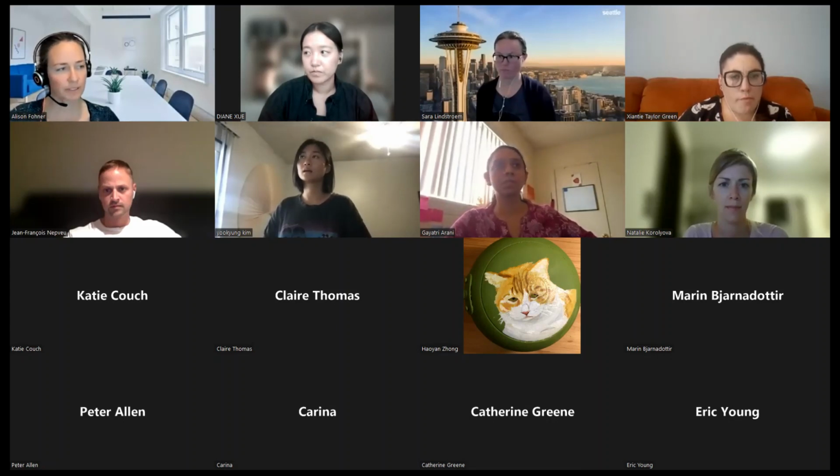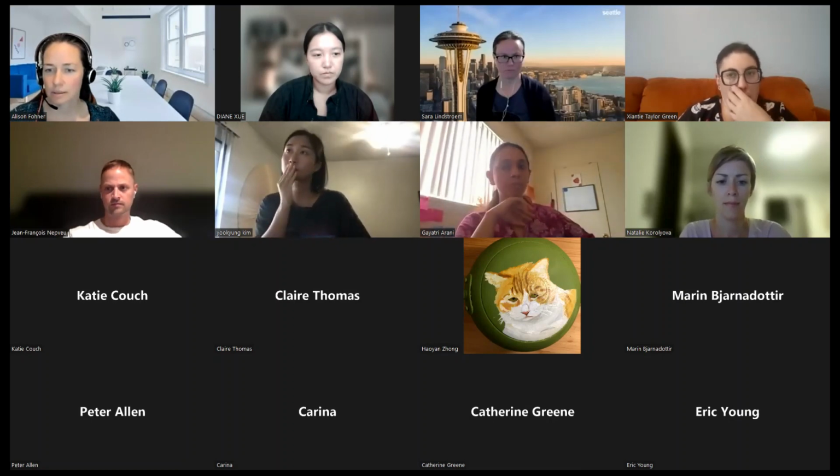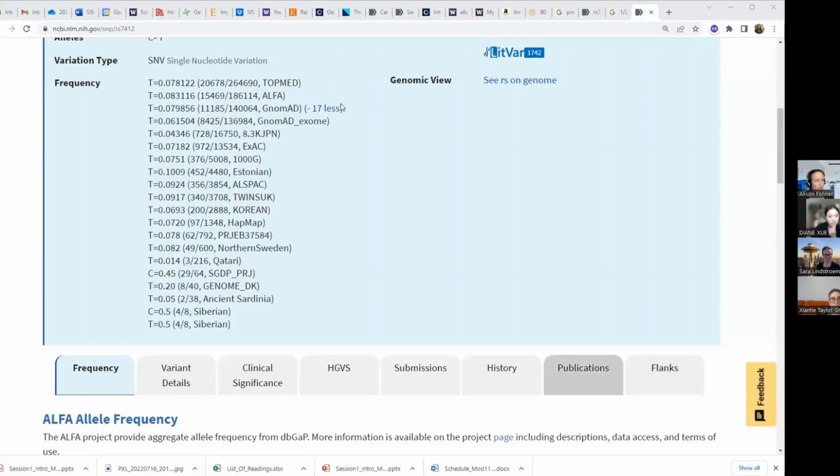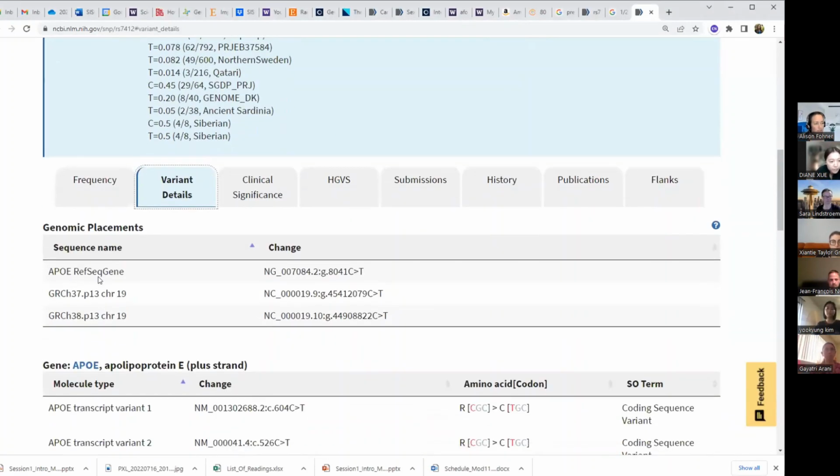So each of these different tabs that you'll see right under that blue header section will take you, I actually can show you what I'm looking at here, will take you to a different piece of information. So you can see information on the variant. And you can see this is why these reference sequences matter, because depending on what sequence reference is used, the position is going to be a little different.